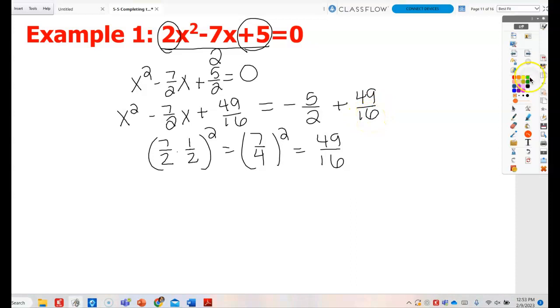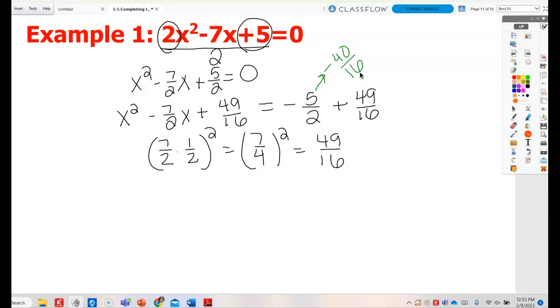And again, doing this without a calculator, you would want to change that 5 over 2 by multiplying it by 8. Sorry. So you multiply by 8 on top and bottom to get your common denominator. So that would give you negative 40 over 16. And then you want to add that to the 49/16, which leaves you with 9/16.